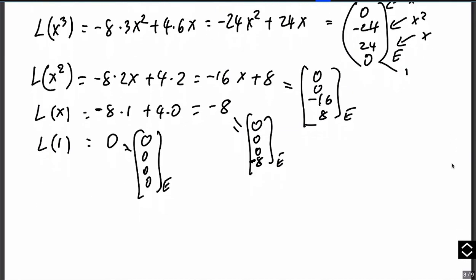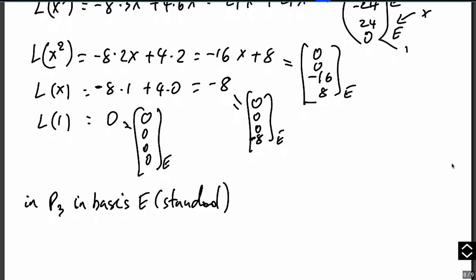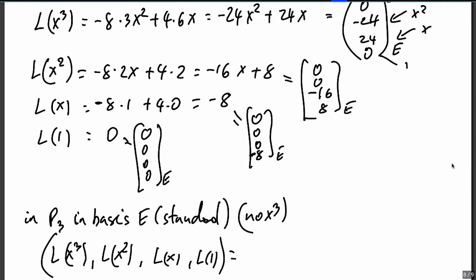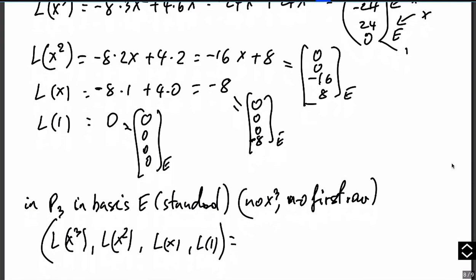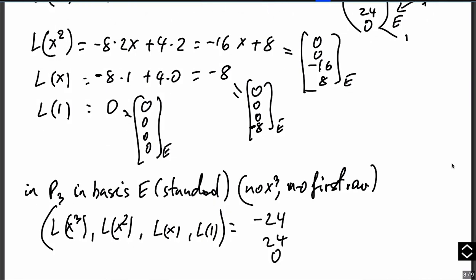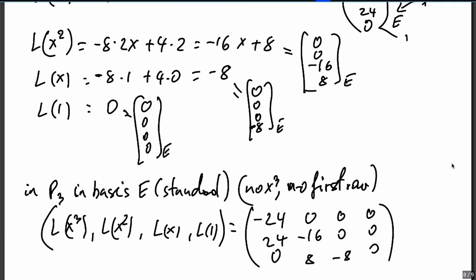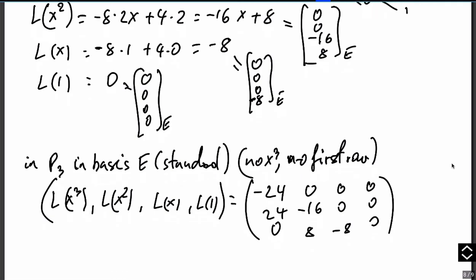So if we collect together these vectors, what we get is that in P3 and in basis E, the standard basis, we have L of x cubed, L of x squared, L of x, and L of 1. No x cubed, no first row. We get -24, 24, 0, 0, -16, 8, 0, 0, -8, and 0, 0, 0, which just means that 1 is actually in the null space.